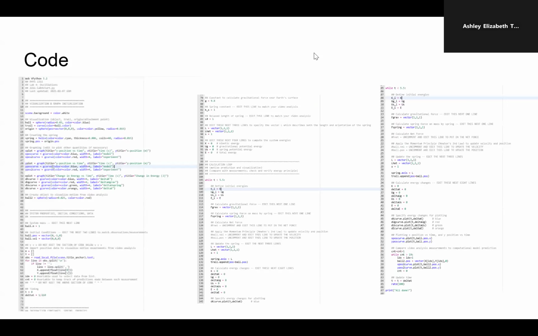We also developed a code to model the system computationally. The purpose of this was to generate predicted motion based on known physical parameters such as mass and spring constant, and then compare those predictions to our experimental data.